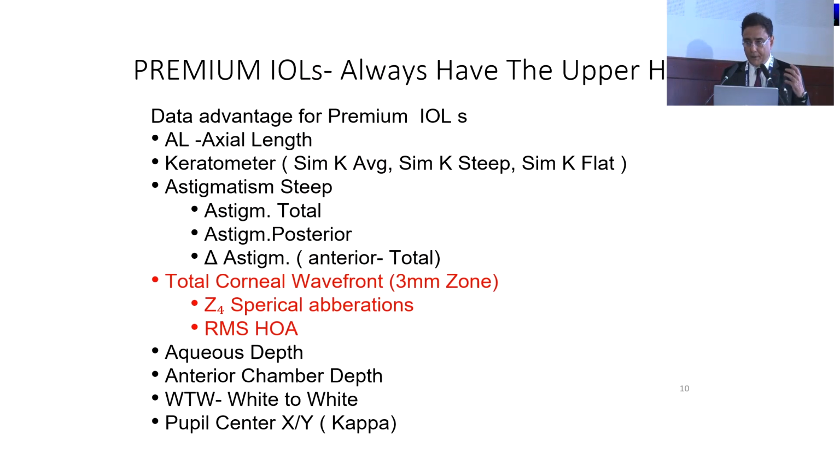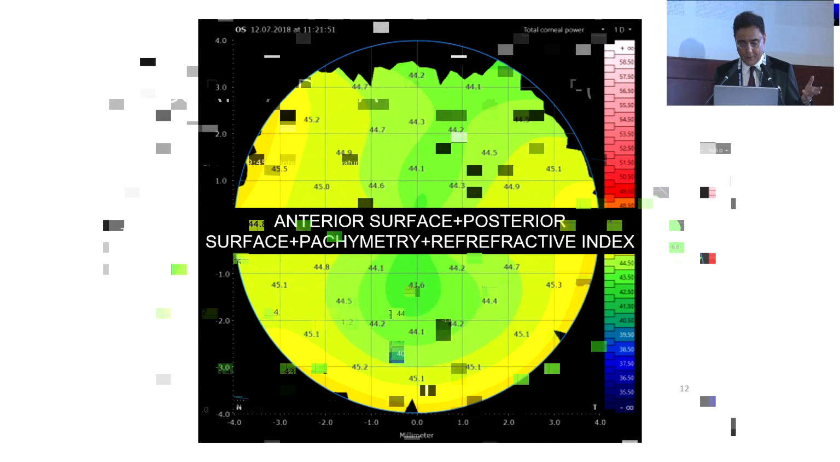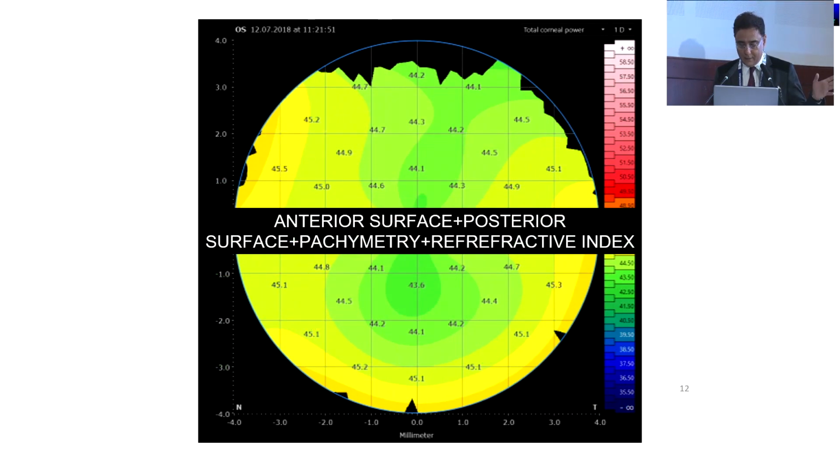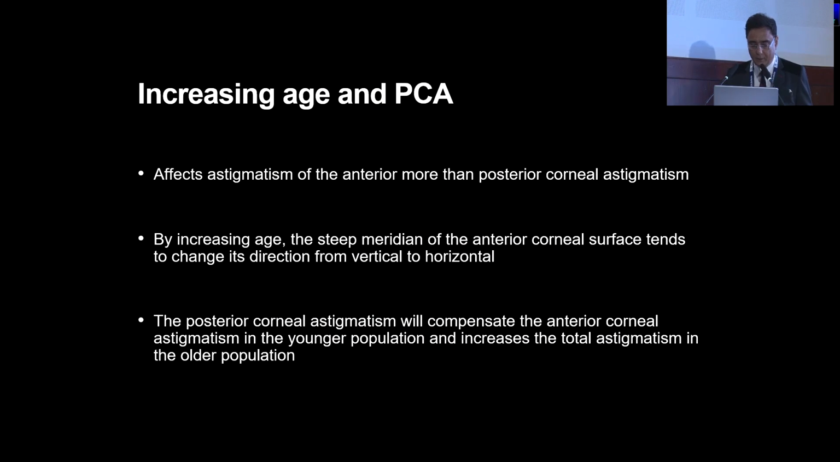So as far as premium IOLs are concerned in post-refractive cases, one is keratometry, and two is looking at the corneal wavefront or high-order aberrations, which is important in the central 3 millimeter zone. You can see there is an anterior curvature and there is a posterior curvature. And this changes in post-LASIK myopic or post-LASIK hyperopic cases, while RK-operated eyes will not change as much. So that's important. And so you have the total anterior surface, posterior surface, pachymetry, and refractive index, and this will give you the total corneal power, which is very, very important for analysis.